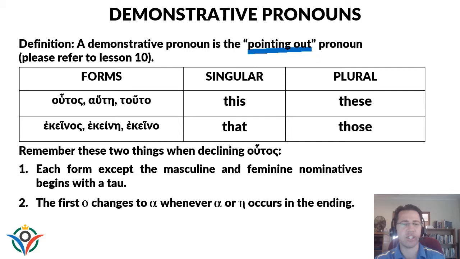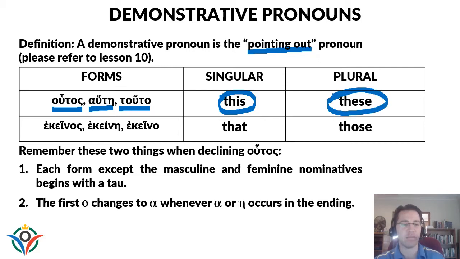But there are essentially two forms or types of demonstrative pronouns. The first one is the houtos form. So these are the nominative singular forms. Houtos is the masculine. Then we have hautē, which is the feminine gender, and touto, which is the neuter gender. And the way that we translate the houtos form, in the singular it is this, and in the plural it's these.